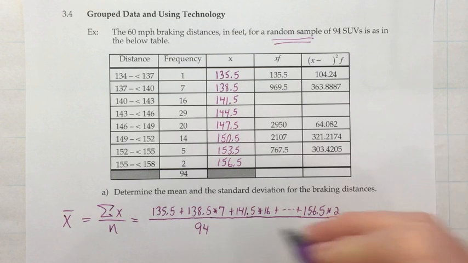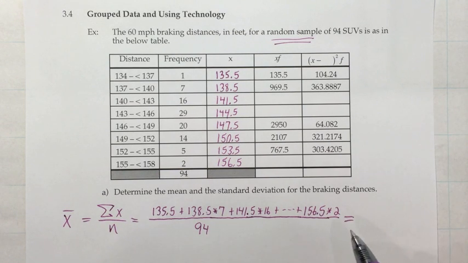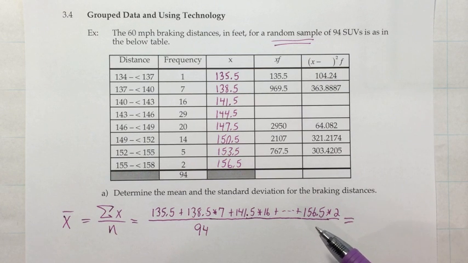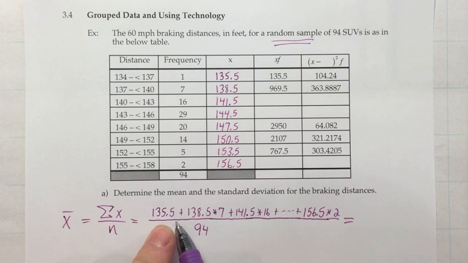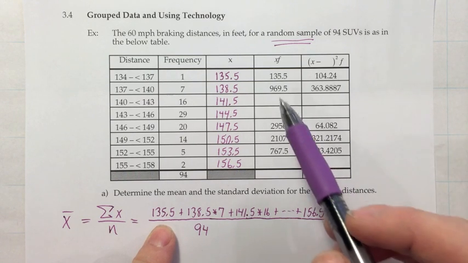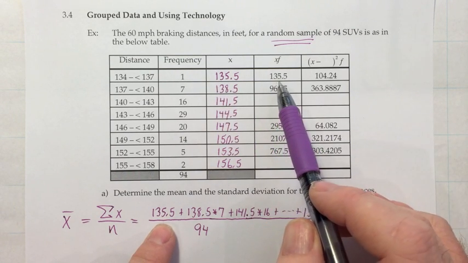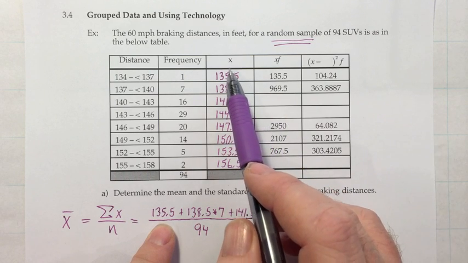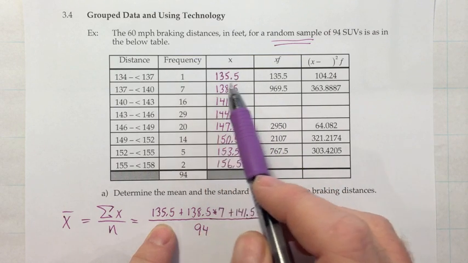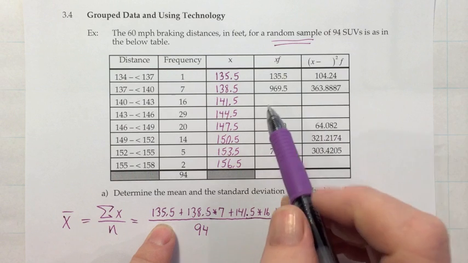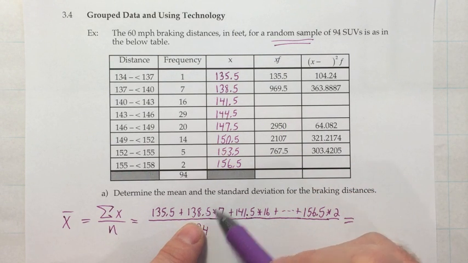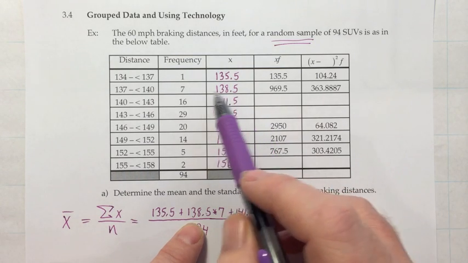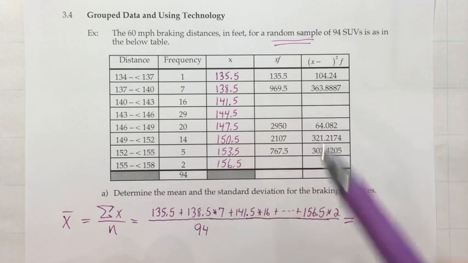So we want to go ahead and figure out what that numerator is, and we could just do that right here and write this big monstrous fraction, but what we usually do is go ahead and organize that in a table. So for each one of these terms in my sum, I want to think about what that is. So the first one is just 135.5, but you can get that by doing this x times its frequency. The frequency is 1, so you just end up with the same number. Here we had 7 SUVs that we're all considering to be 138.5. So when you add that in, there's going to be 7 of those. That's a total of 969.5.